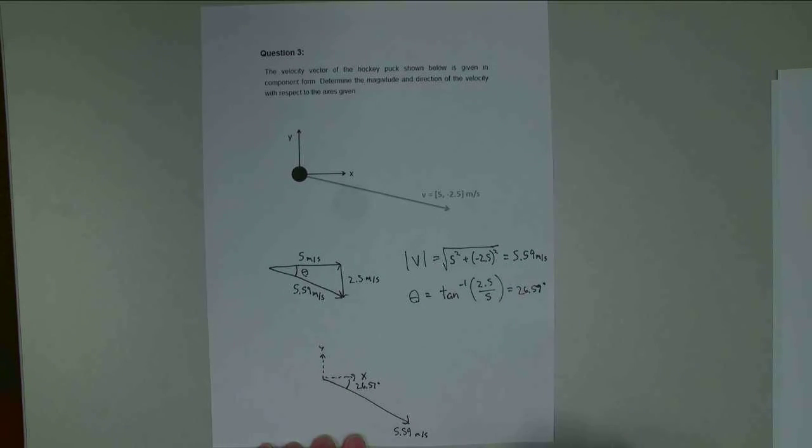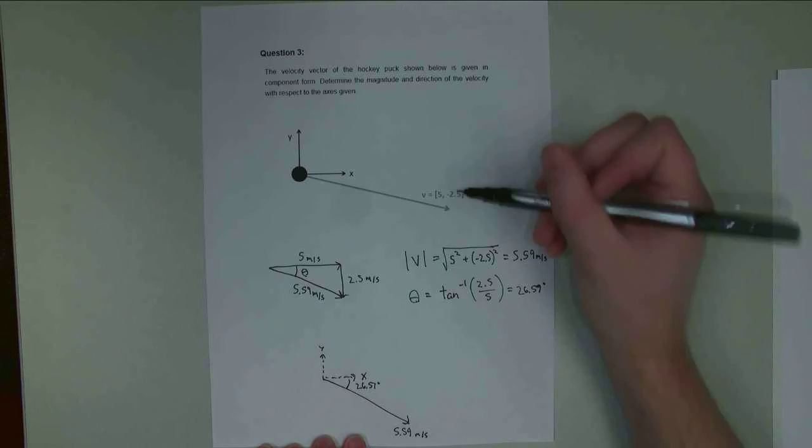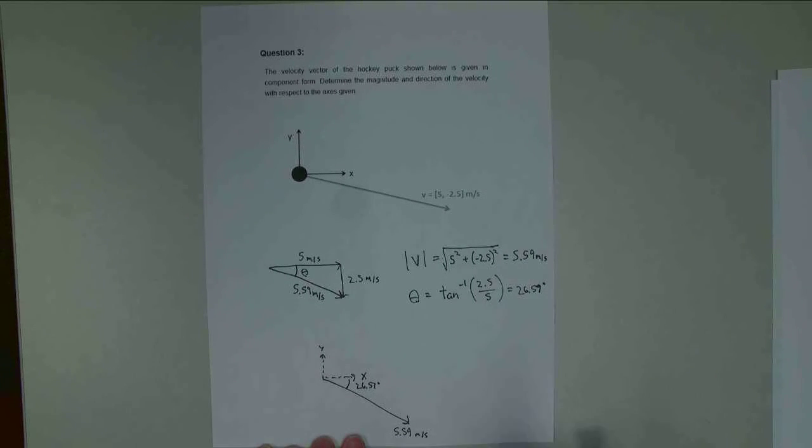And so with that, I've taken the x and y components up here and converted them to a magnitude and a direction for my vector.